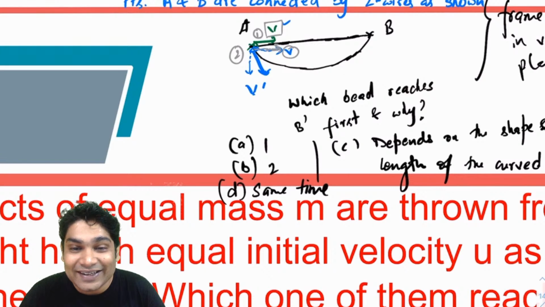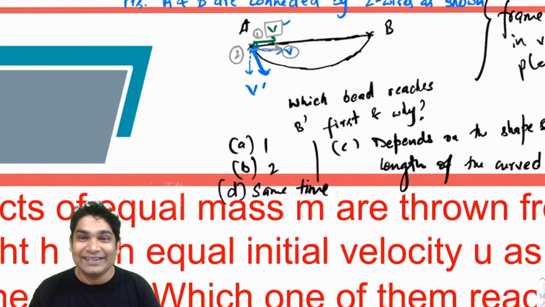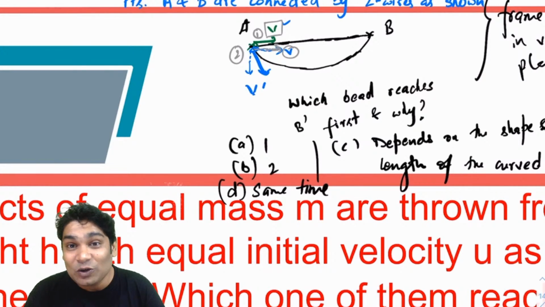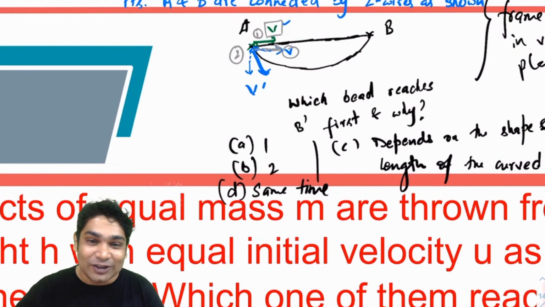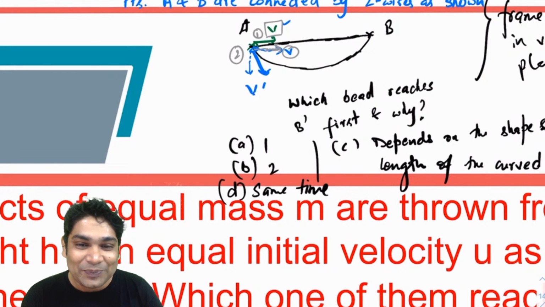Okay, so Jay Brothers says it's option B, which means bead number 2 reaches B first. Alright, let's see what others think. So you have 4 options. One saying bead 1 reaches first, second saying bead 2 reaches first, third saying that they reach at the same time, and the fourth being it depends on the shape and length of the curved portion. Okay, so Pawan is saying option C. This is interesting. I've got 3 answers so far and all 3 different. Can I have some more attempts at this problem? See, that is why I told you this is a wonderful conceptual question.